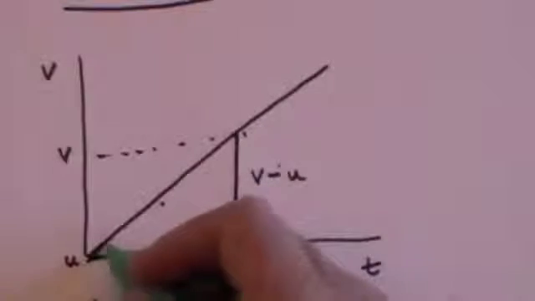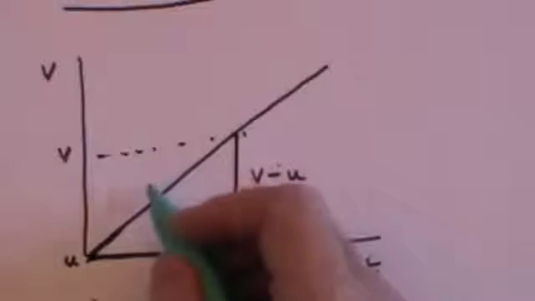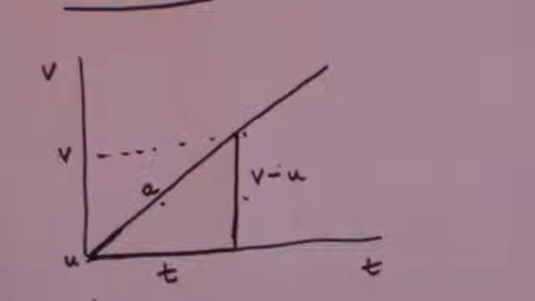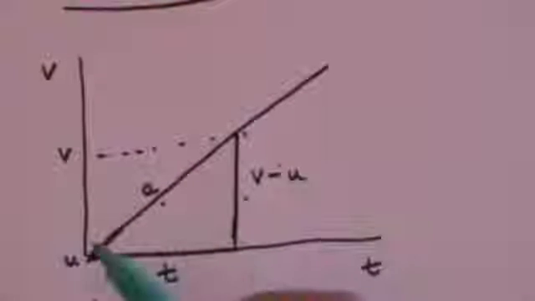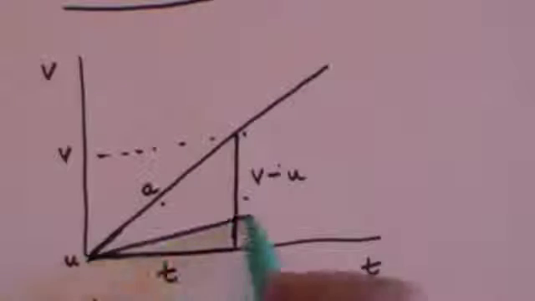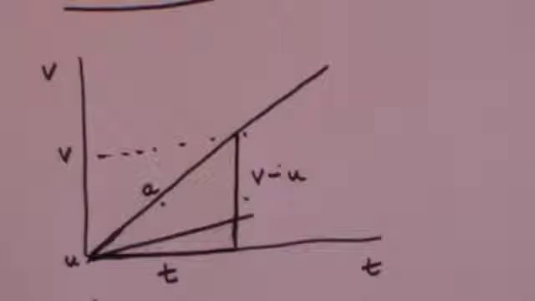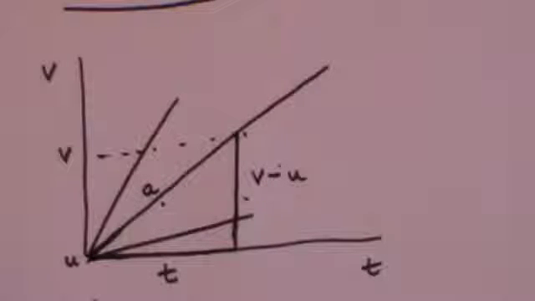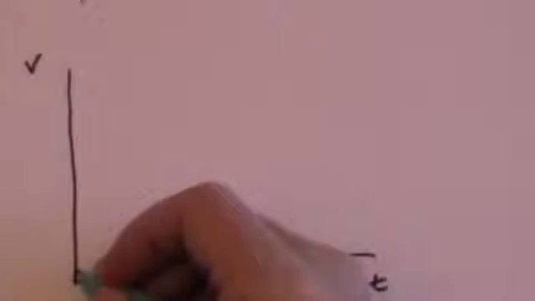Change of velocity divided by time is acceleration. So the slope of this line is acceleration. Remember, in the distance time chart, the slope was velocity. In a velocity time chart, the slope is acceleration. And once again, the shallower the slope, the smaller the acceleration, the larger the slope, the greater the acceleration. So let's draw another velocity time chart like we did before. This is velocity, this is time.